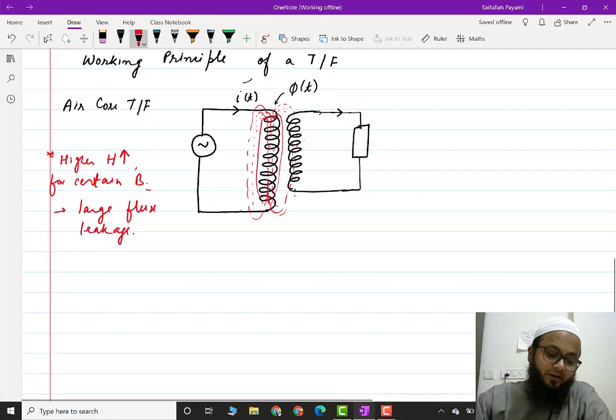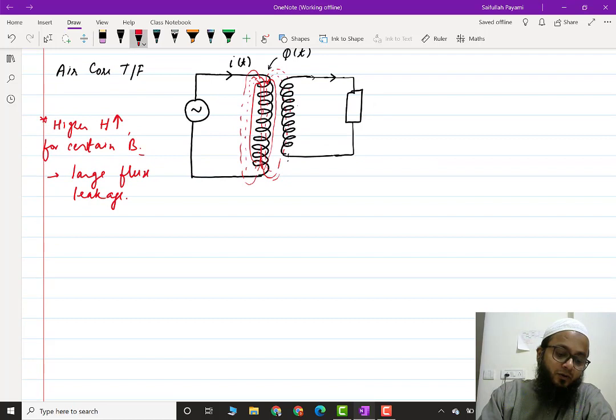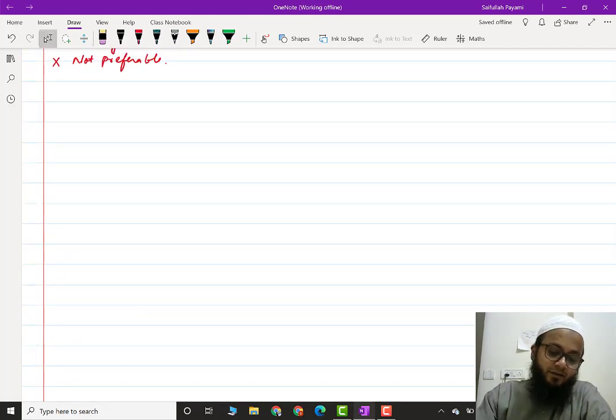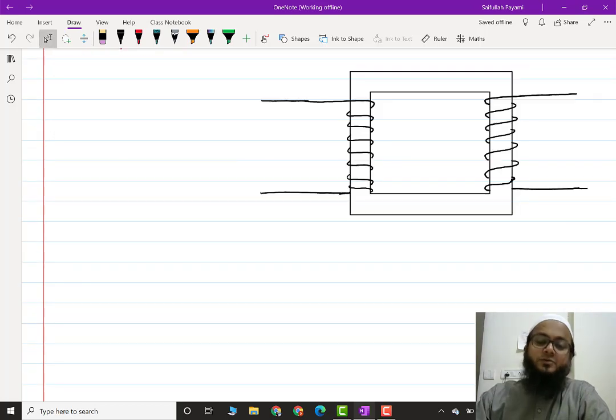Okay, so instead of using an air core, this kind of core is not preferable actually. So what we do is we have basically a ferromagnetic core. Instead of using an air core, we use a ferromagnetic core. This ferromagnetic core actually channelizes the flux through it, and it has minimal leakage of the flux.